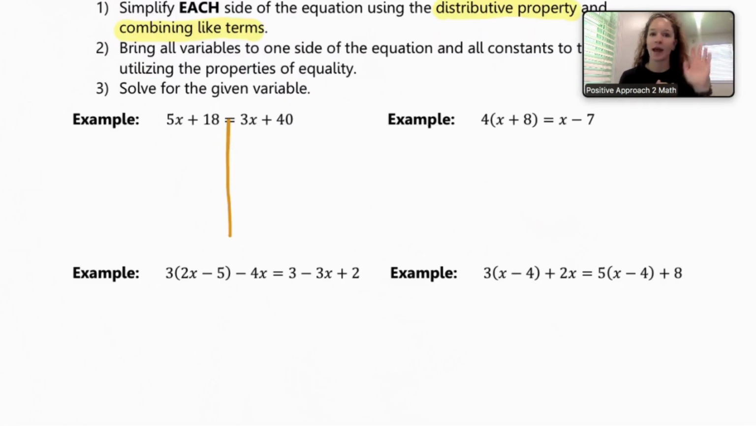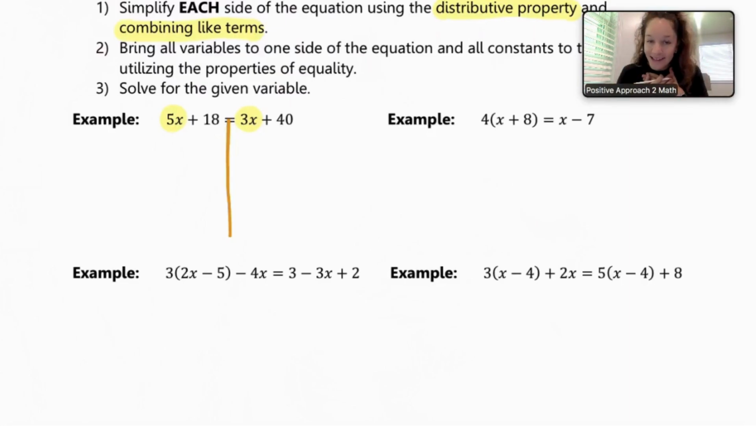Here's the issue. We have an x term on the left and an x term on the right, and we want to be left with one term that has the variable x. So we need to bring our like terms all to one side. So I see that I have a 5x here and a 3x here. Ooh, I like it to be circled. There we go. And so I want to move one of them over the bridge.